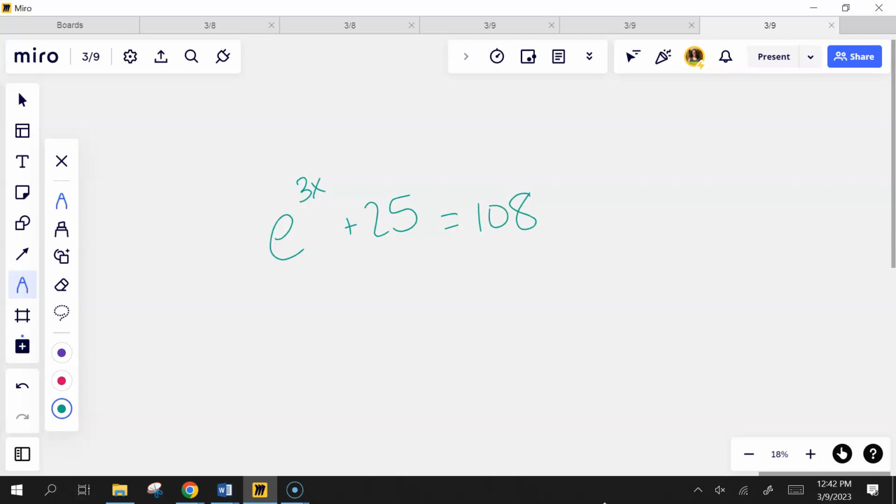Solve for x. Minus 25. That's easy first step, right? 75 plus 8 would be 83.